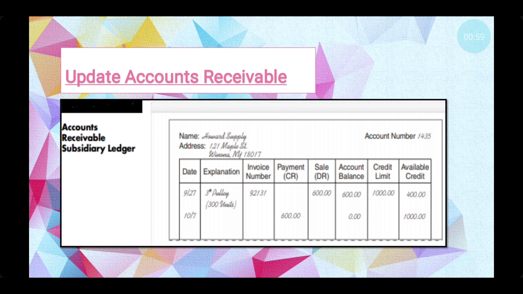Next is update accounts receivable. So in every customer record in accounts receivable should be updated from the ledger copy. This figure here shows an accounts receivable subsidiary ledger that contains the name, address, current balance, available credit, transaction dates, invoice numbers, and credit for payment, returns and allowances ng customer. And same process kanina. Yung individual balances ng accounts receivable should be summarized and sent to general ledger.